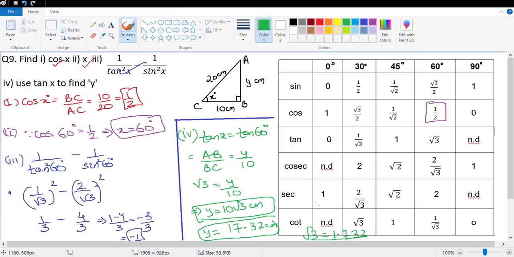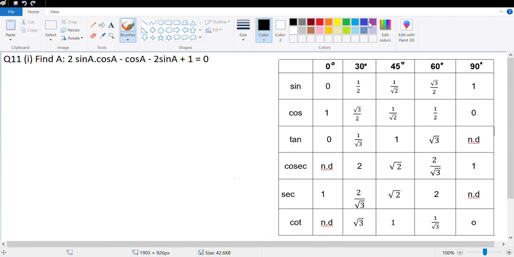Now let's look at the next question. The next question that we're doing is question number 11. Question number 11 says 2 sine A cos A minus 2 sine A plus 1 is equal to 0. Again, this looks like factorization to me.